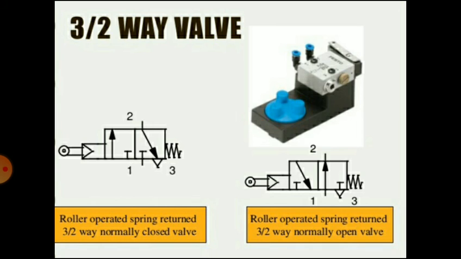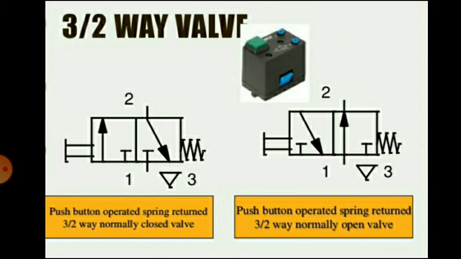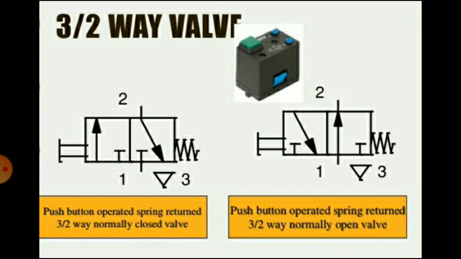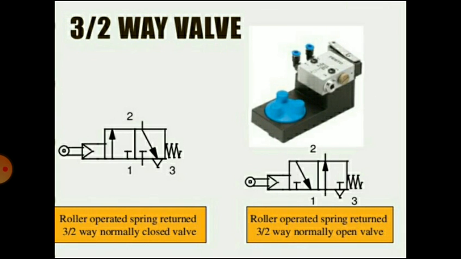So this is roller operated. See the symbolic representation for each valve. It is a roller operated spring return 3 by 2 way normally closed valve. For the normally closed valve, the internal structure is the same. Then on the right hand side you can see a roller operated spring return 3 by 2 way normally open valve. Roller operated, shown on the left hand side, is the method of actuation, and spring return is shown on the right hand side. You can see the symbolic representation of the spring on the right hand side.